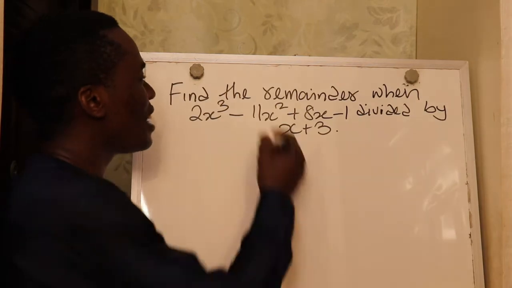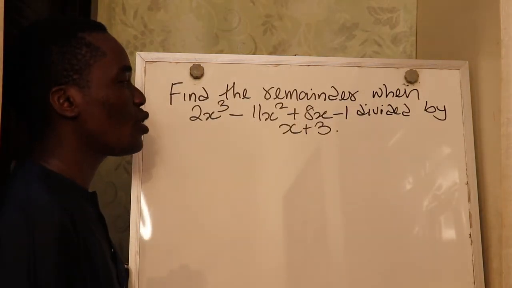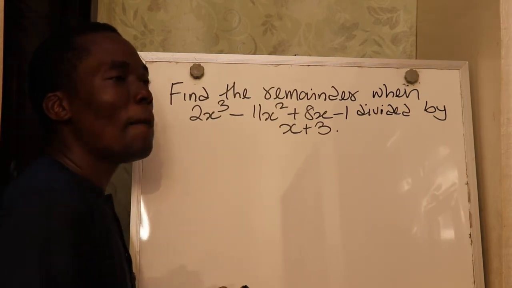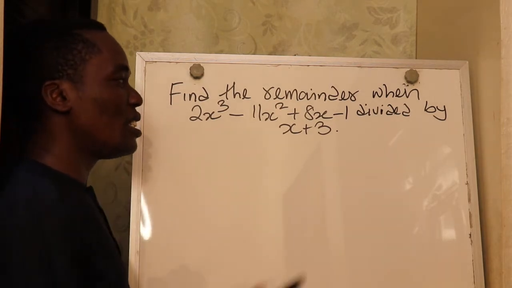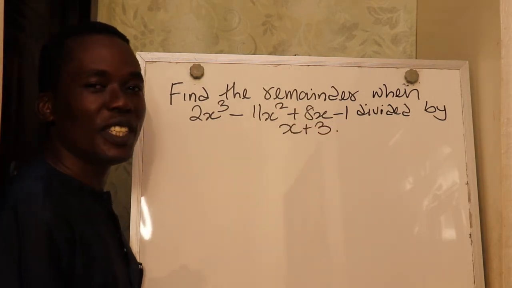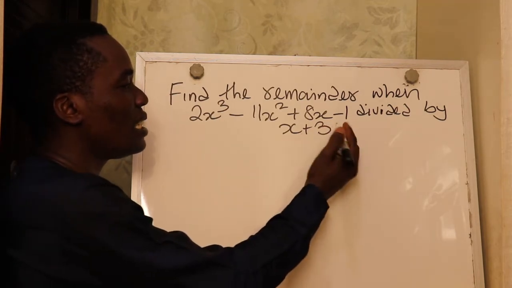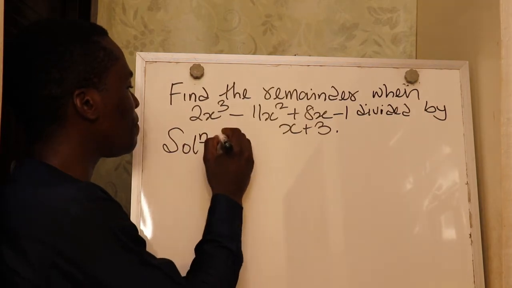The question says, find the remainder when 2x^3 - 11x^2 + 8x - 1 is divided by x + 3. Now, this is a polynomial function, and we want to look at how we can divide this. To solve this, there is one thing I want you to bear in mind.